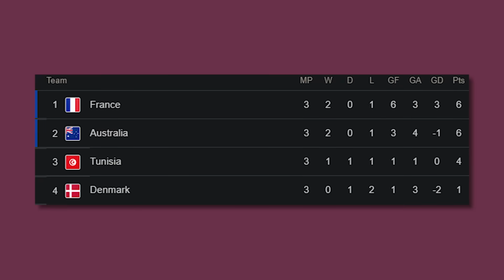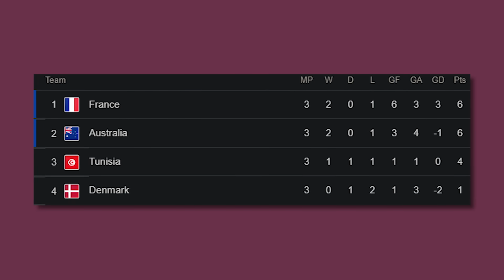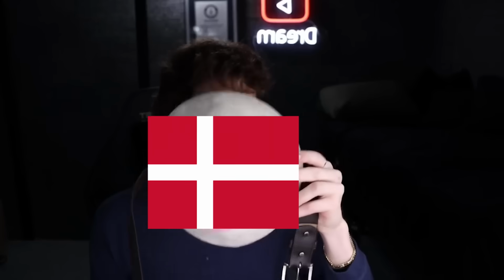So this is how Group D finishes. France win the group while Australia shock everyone and advance as runners-up. Tunisia finish third and end off their campaign with a memorable win against the French, while Denmark, who many considered a dark horse, including me, crash out finishing last in their group.